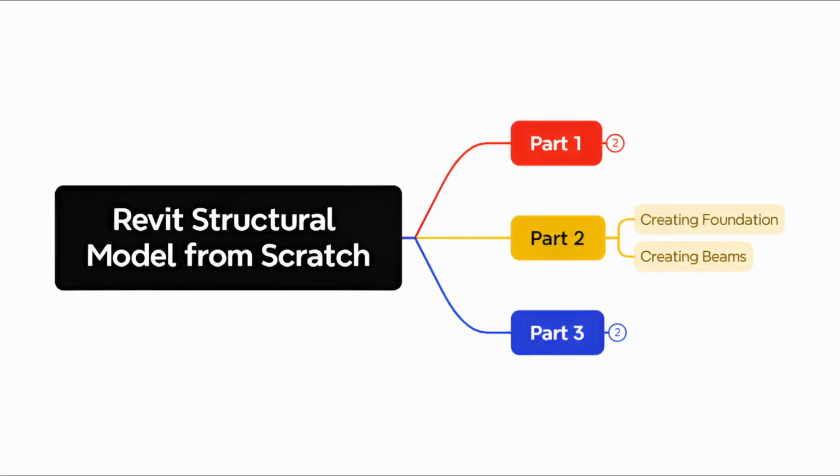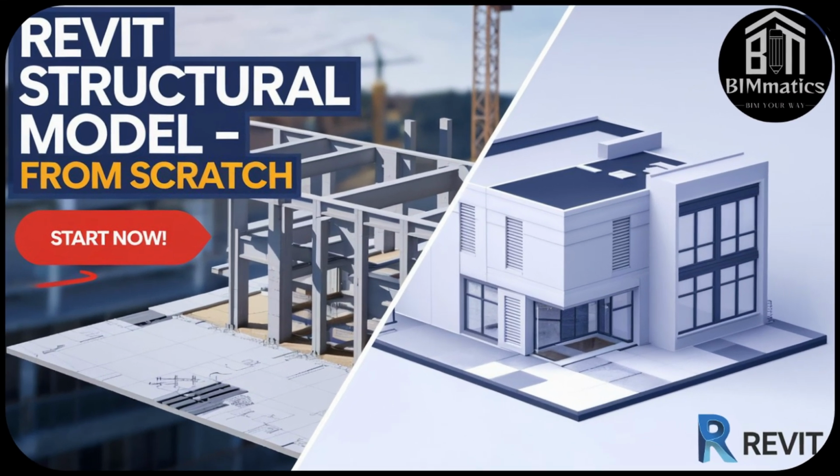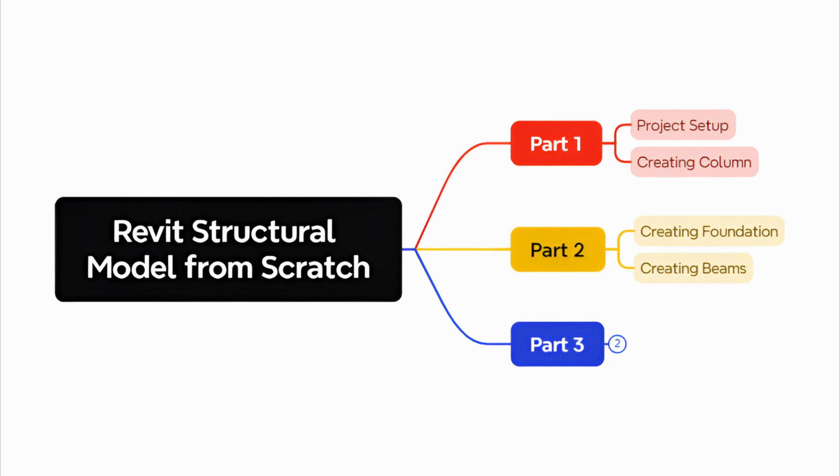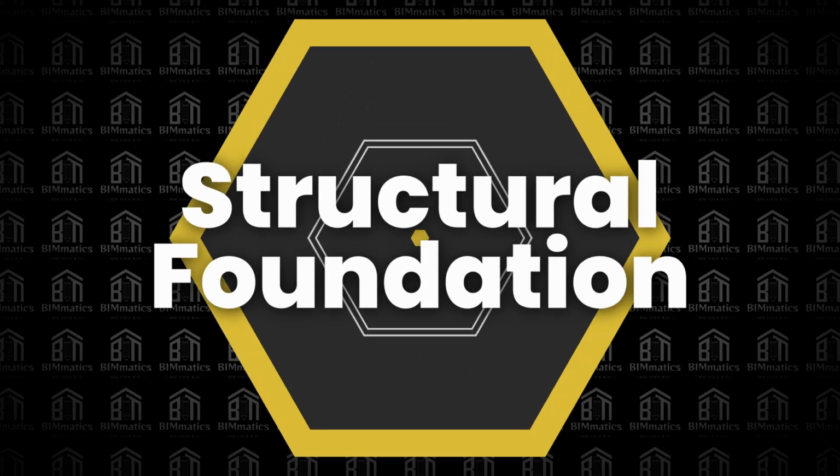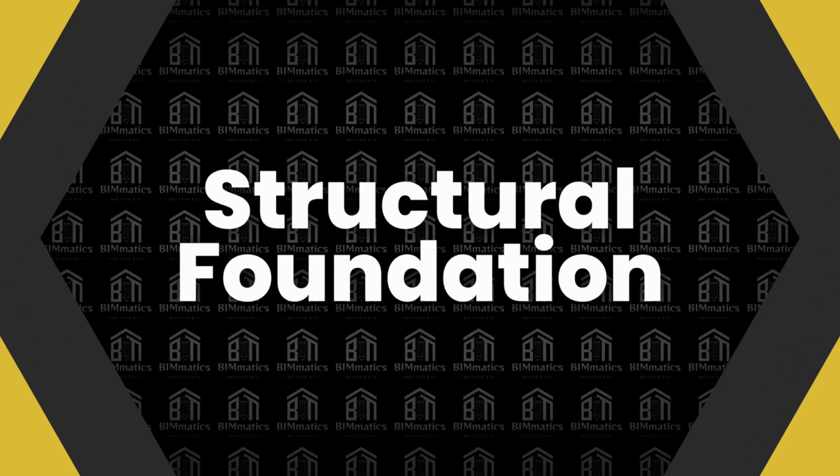This is part 2 of our 3 video series on a Revit Structural Model from scratch. In part 1, we have already covered how to set up a project and also placed structural columns. If you have not seen that video, the link is in the I button or check the link in the description. So let's begin with part 2, where we will cover how to place foundation and also create structural beams. Topic 1, Structural Foundation.